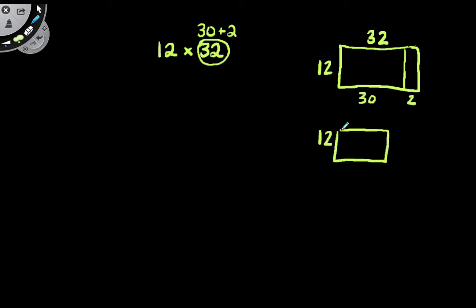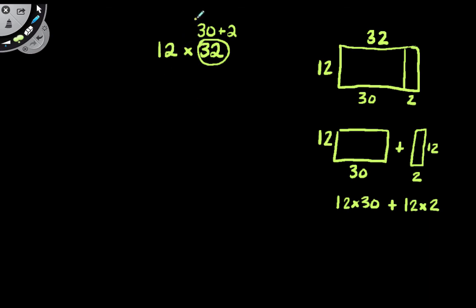And our first rectangle would be 12 by 30. And then our second rectangle would be 12 by 2. So we have that model. And that would give us 2 multiplication problems, 12 times 30 plus 12 times 2. And let's go ahead and pick up over here where we just show using numbers.